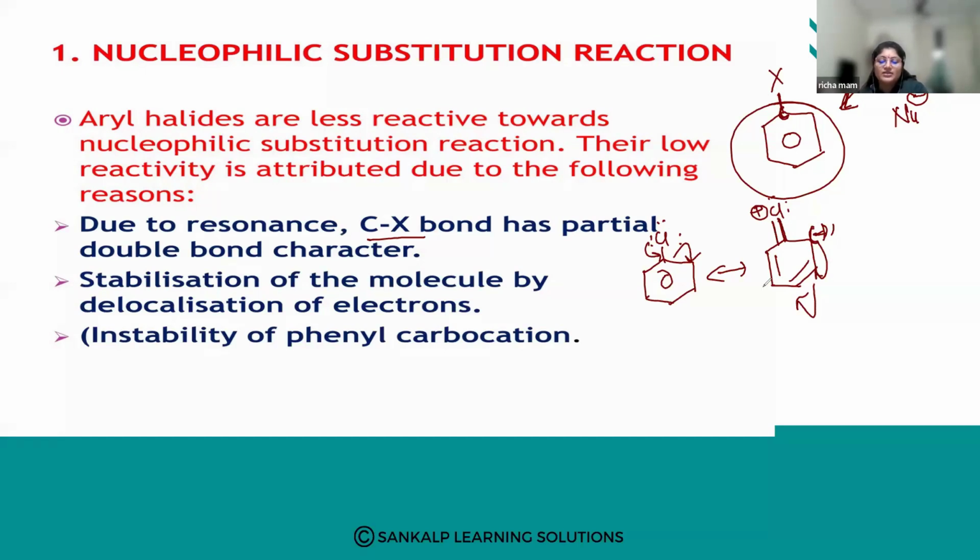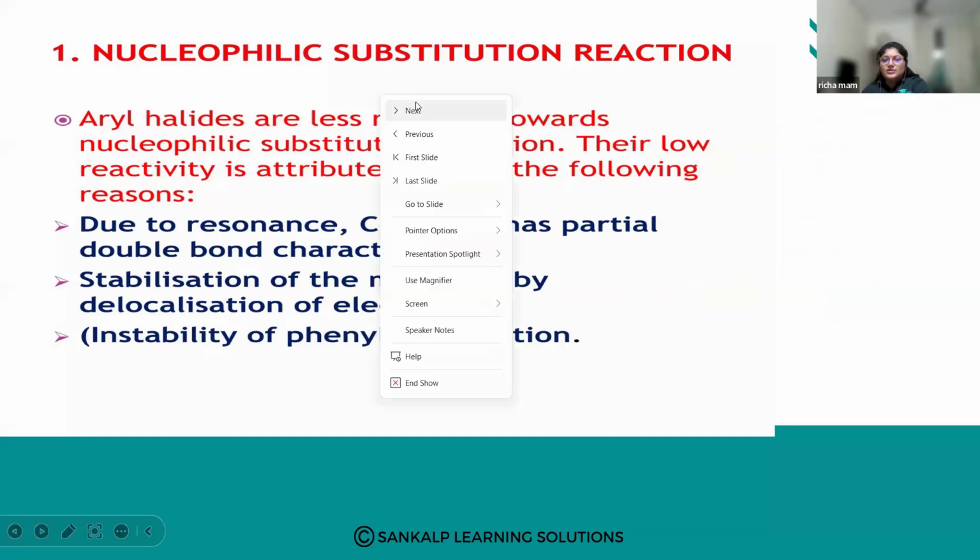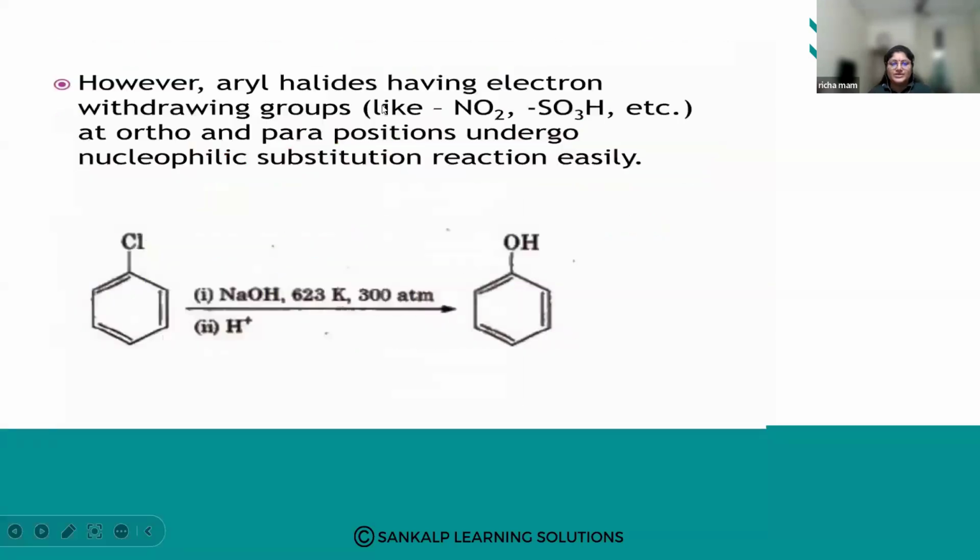In haloarenes, the phenyl carbocation, which is formed as a result of self-ionization, will not be stabilized by resonance. So the phenyl carbocation cannot be stabilized by resonance, and the SN1 mechanism is also ruled out. So these are the reasons why aryl halides are less reactive. There can be a question on why it is less reactive towards nucleophilic substitution reactions, so you have to explain the following points.